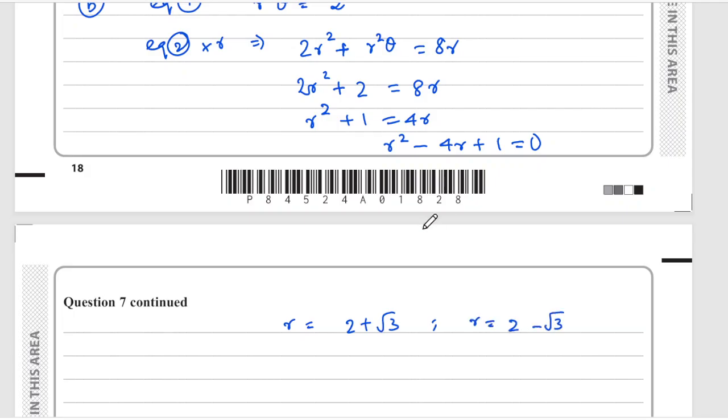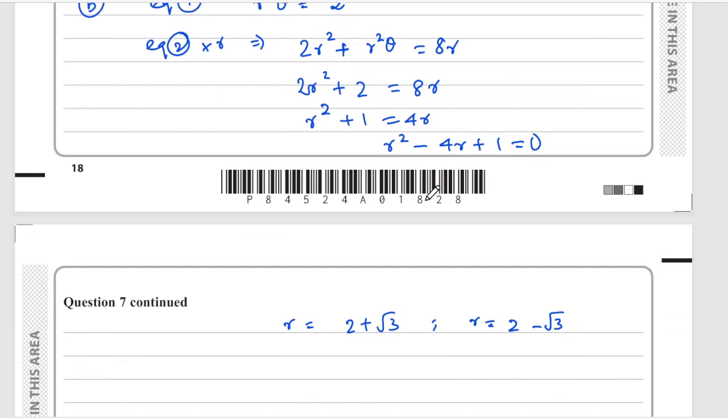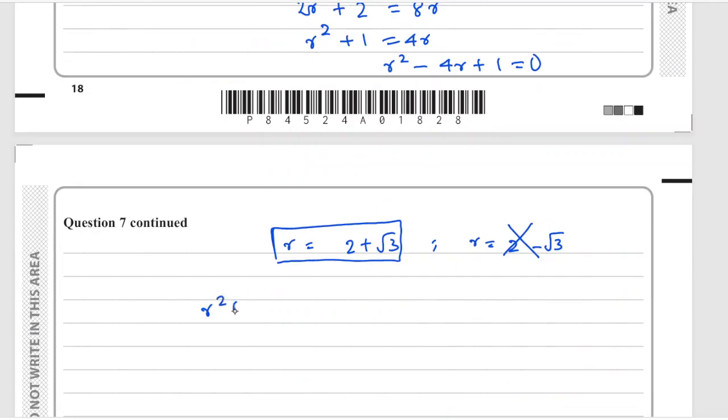One thing you can observe here is that it is already given that r is greater than 2. So you can't take this value, so this value is removed. The only possible value for r is 2 plus root 3. Now we can use that value to find the value of theta. From this equation, I have r square theta is equal to 2, so theta is equal to 2 divided by r square. That is 2 divided by 2 plus root 3 the whole square.